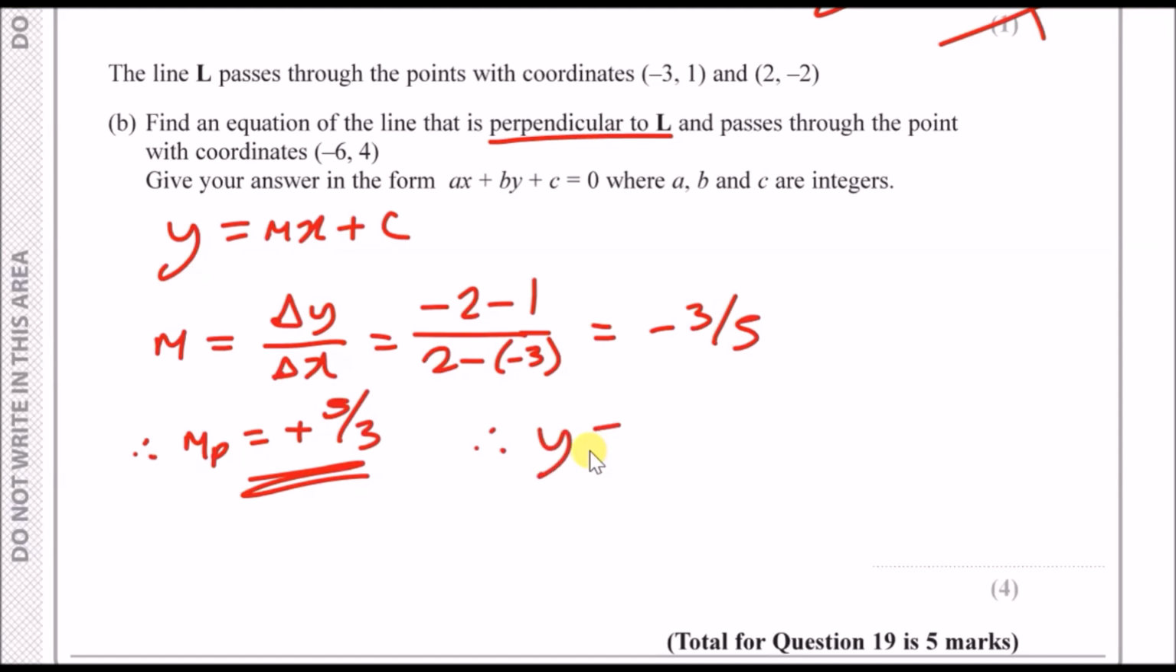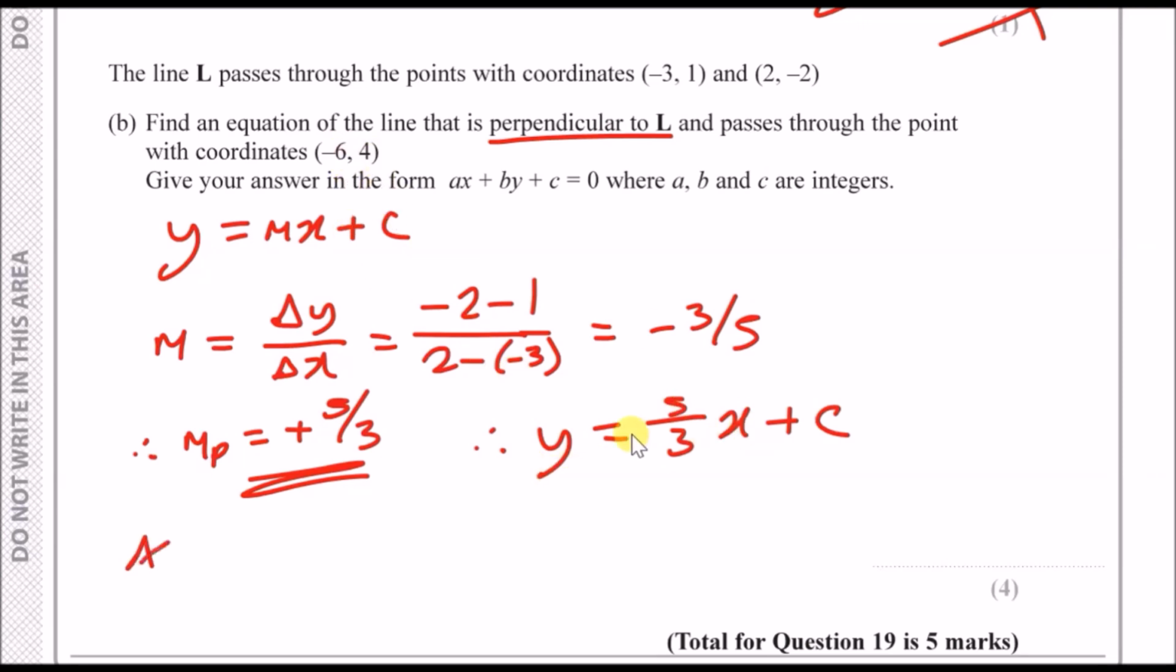So what that essentially means is that for the new line, we now have an equation which is y equals, instead of mx, 5 over 3x, and then plus c. So now we're almost done. Now it also tells us that this particular line passes through this point, minus 6 and 4. So let's go ahead and pop this in.